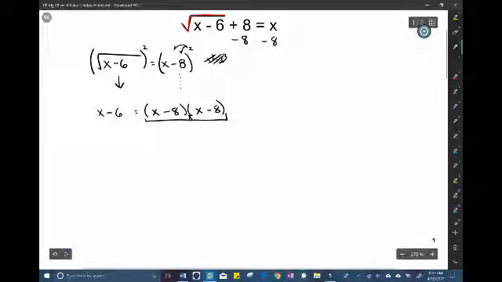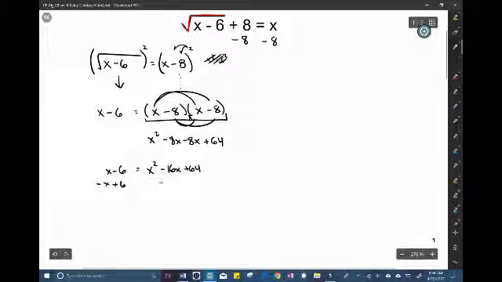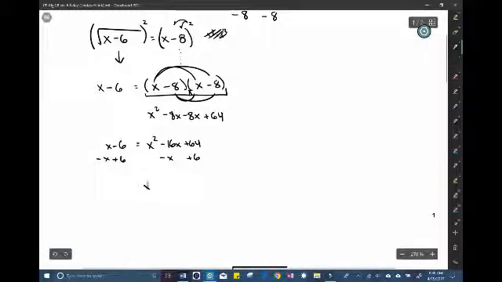Remember our distribution pattern. X times x is x squared. X times negative 8 is minus 8x, another minus 8x, and then a plus 64 means that we have x squared minus 16x plus 64. That's going to be set equal to x minus 6. We're going to swing that plus 6 over, and we'll also subtract x over, which would give us x squared minus 17x plus 70 is equal to 0.